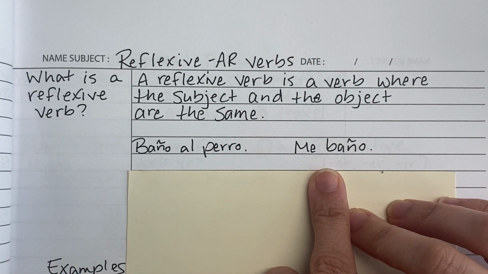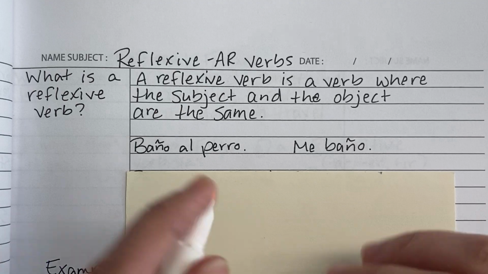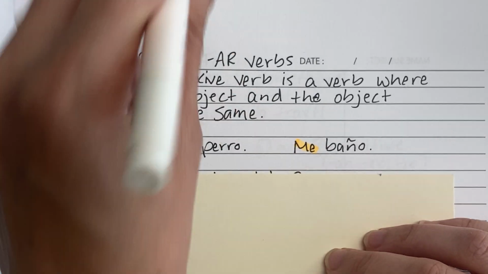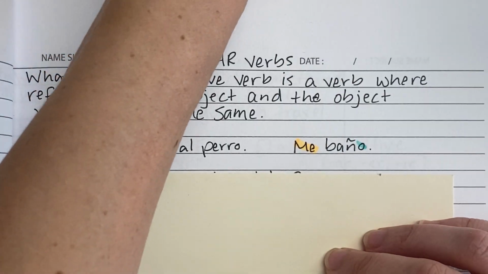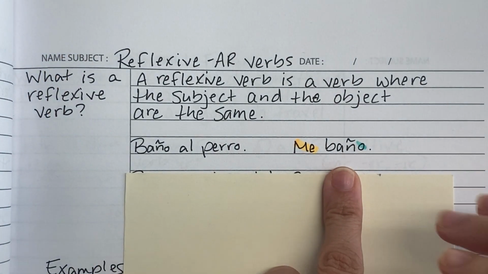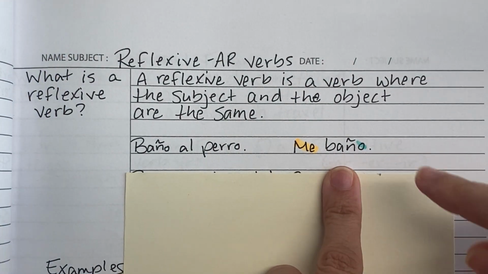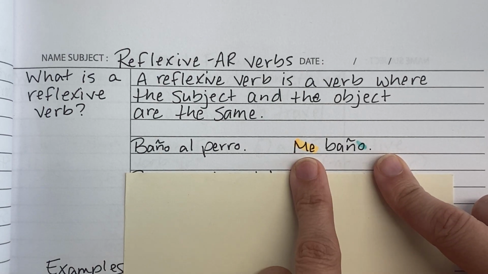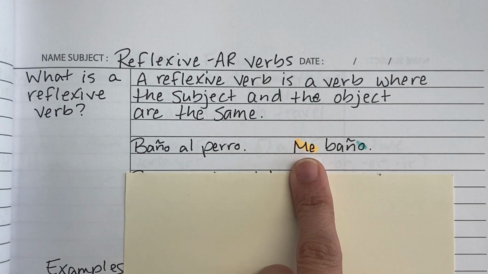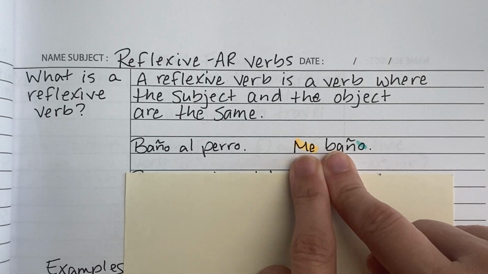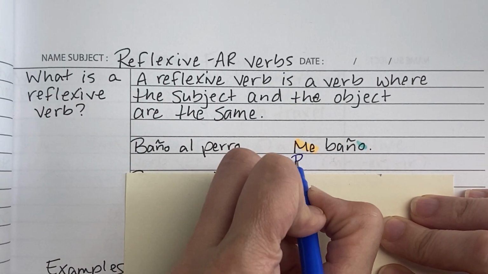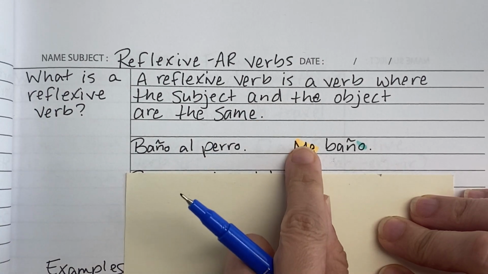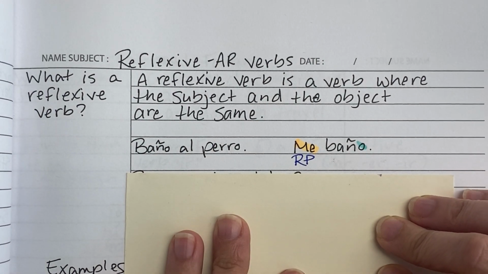Versus me baño, me baño. Now, because we have this reflexive pronoun here, and the ending for the yo form, right? I bathe myself, or we might say in English, I take a bath. The subject and the object are the same. I am doing the bathing, and the thing that I'm bathing is myself. So that's where we need this reflexive pronoun. And I'm going to write an RP here for reflexive pronoun. Let's look at some more examples.